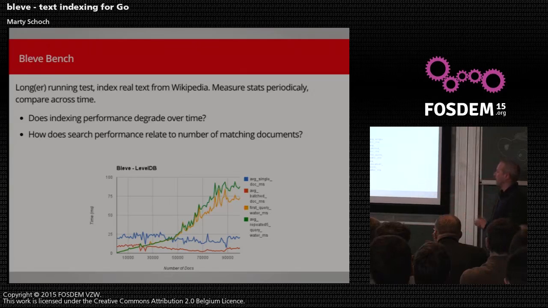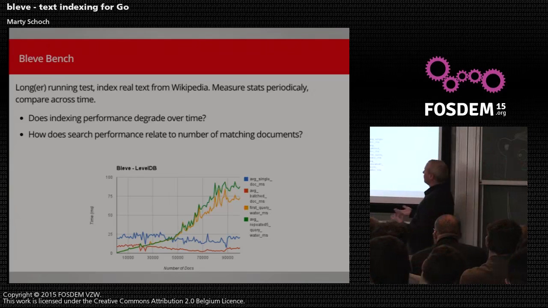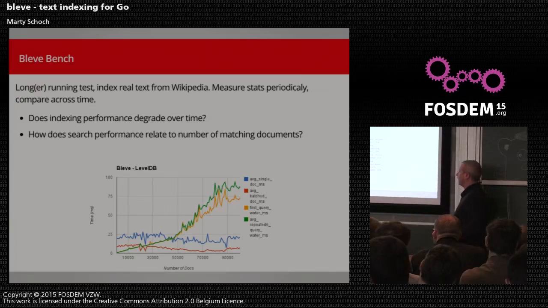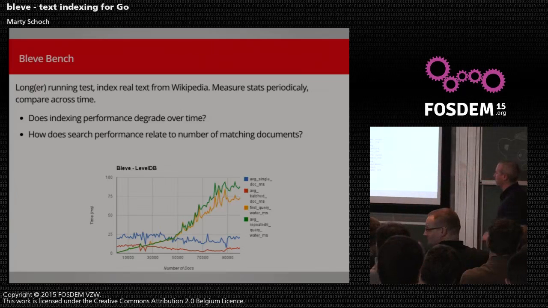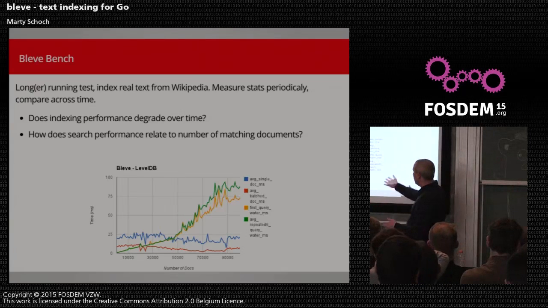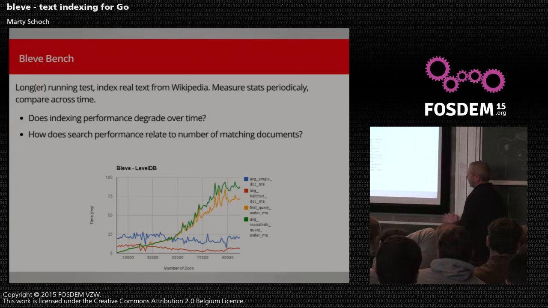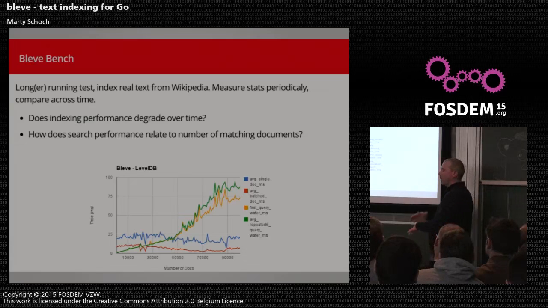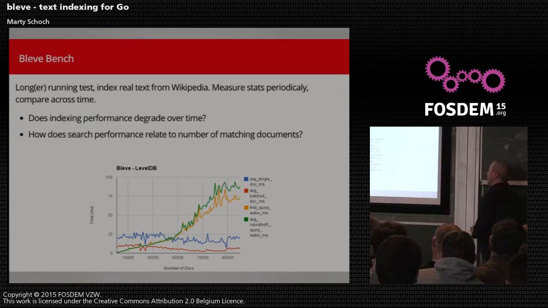So this helps us answer questions like, is the indexing performance degrading over time as we index more and more documents? Or, how does the search performance relate to the number of matching documents? And again, this is one snapshot that I just included here. I wouldn't focus too much on the details, but it gives you a sense of the kind of data we can look at and see, okay, well, the indexing looks pretty good. It's a little erratic at times, but it's not getting worse as we go necessarily.